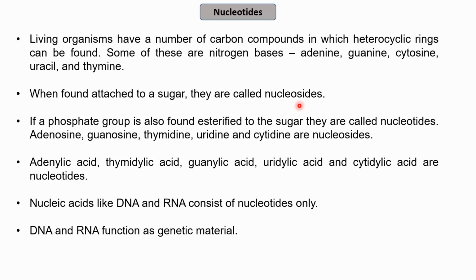If I talk only about the nitrogen base and sugar, then it is called a nucleoside. And if I add a phosphate group to a nucleoside, then it is called a nucleotide. For example, adenosine, guanosine, thymidine, uridine, and cytidine are nucleosides. And adenylic acid, thymidylic acid, guanylic acid, uridylic acid, cytidylic acid are nucleotides. And nucleic acids like DNA and RNA consist of nucleotides only. And DNA and RNA, we know, function as genetic material.